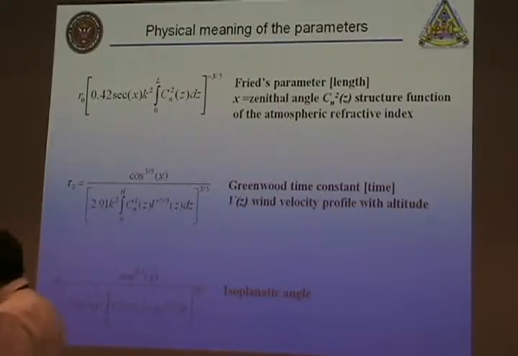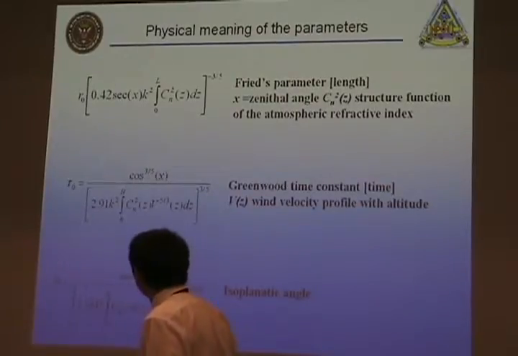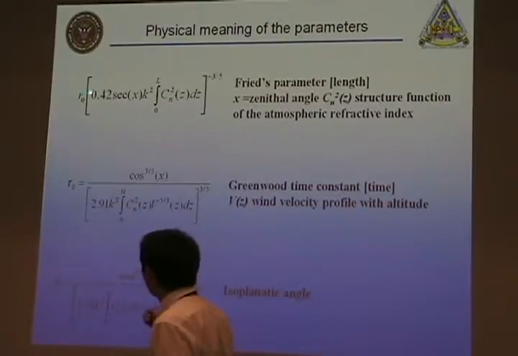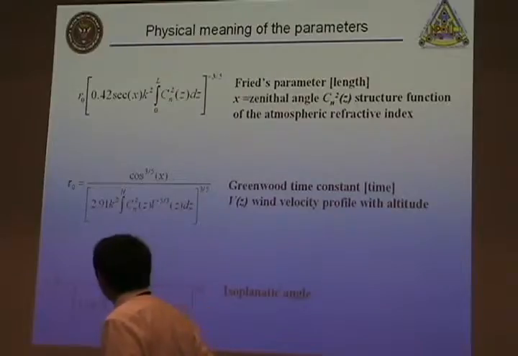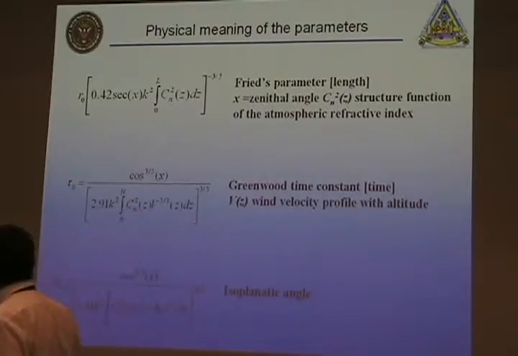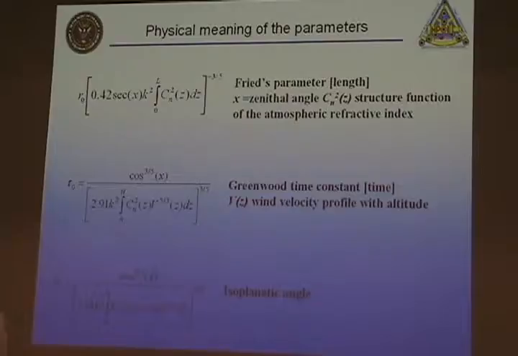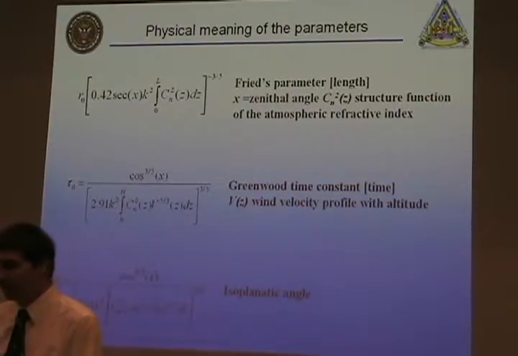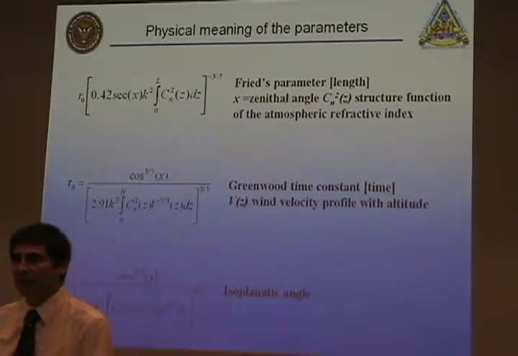All right, here's r0. There should be an equal sign there. This parameter, called the Fried parameter, essentially gives you the size of an aperture where the only aberration present would be tip and tilt. So if you have an aperture that size and you have a tip-tilt correction on there, you get diffraction limited imaging.